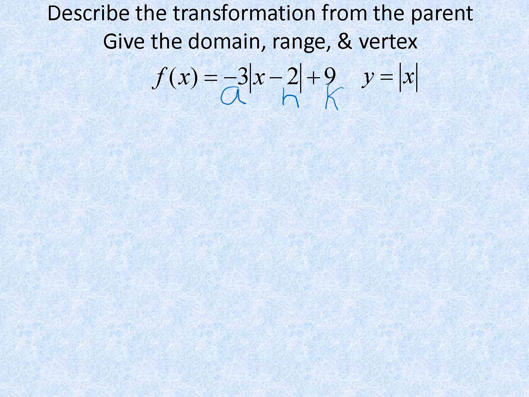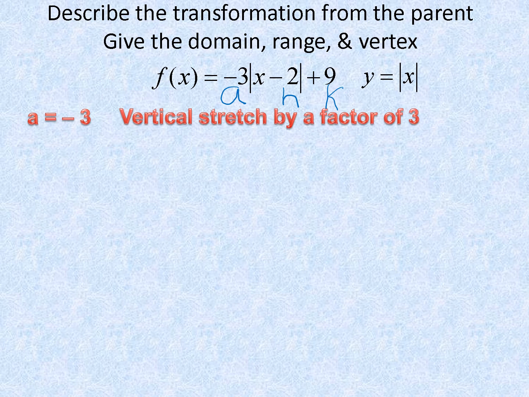So let's talk about our transformations. We know at this point that a is -3. So we go to our chart, and for the first thing, we just look at the number itself. We're not even going to worry about the negative right now. We're just focusing on the 3. Since that number is bigger than 1, according to my chart, if a is bigger than 1, then it's going to be a vertical stretch by a factor of 3.